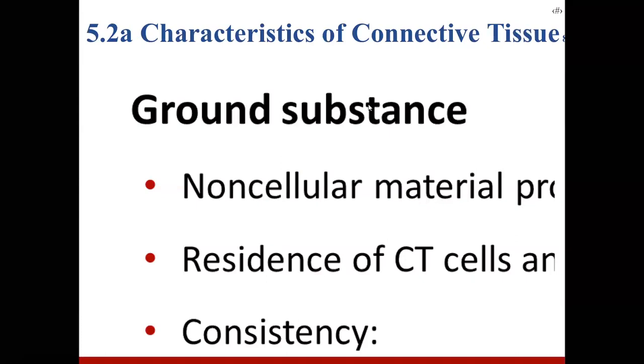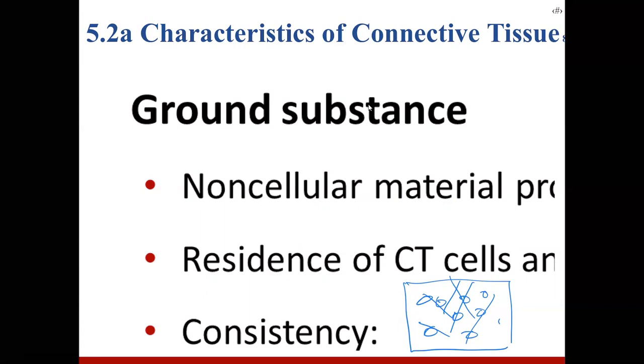Okay, so the ground substance is the stuff that's in between the cells. So if this is a picture, and here's your cells, and then you have fibers in here, the ground substance is the stuff that's in between the cells. Sometimes they call that the extracellular matrix, but we're calling it ground substance.